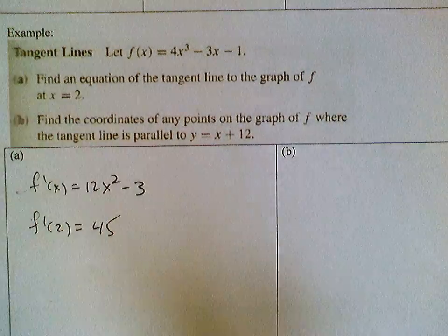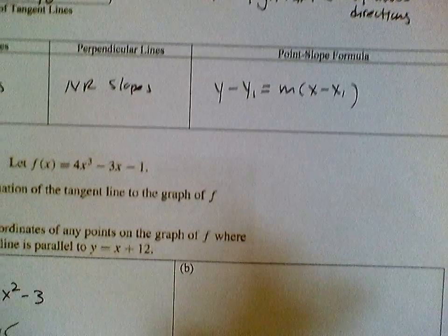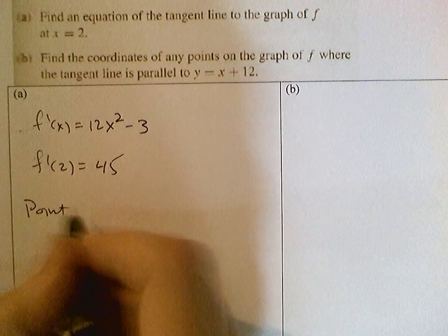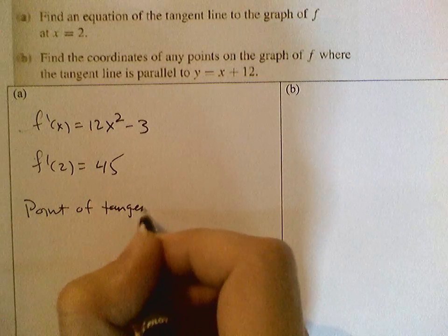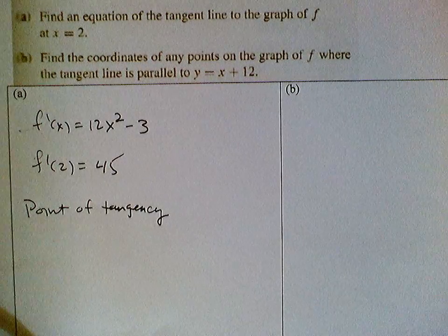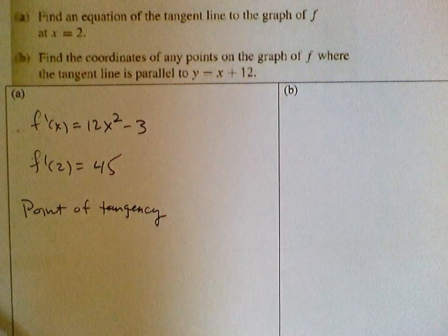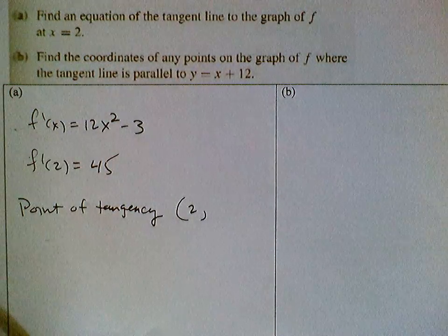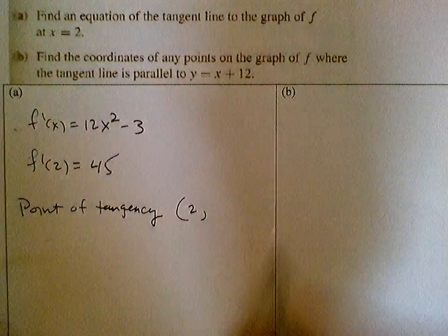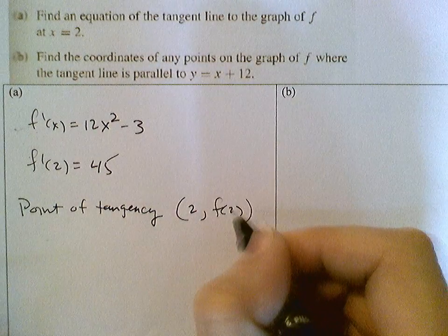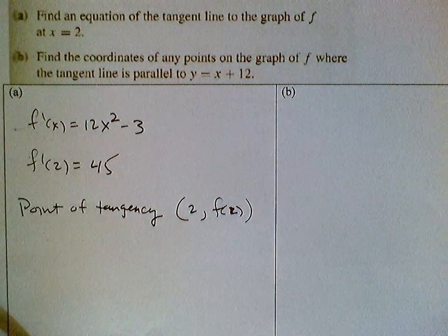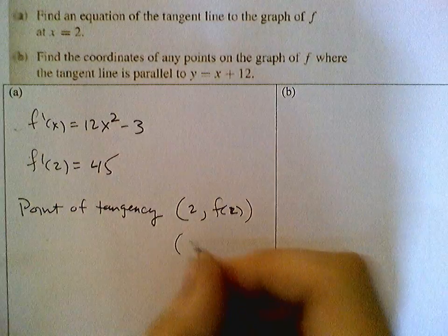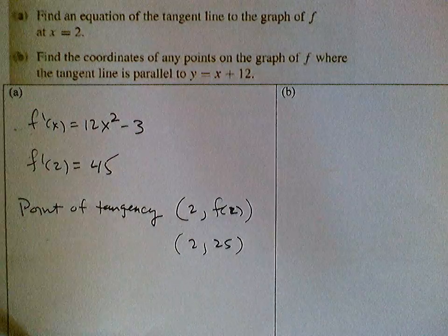Now, I need a point on my line. If I'm going to use this formula here, I also need to know a point that is on my line, and I'm going to use the point of tangency, okay, which in the homework directions I called POT. All right, but the point of tangency, well, we already know its x coordinate is 2. And then for its y coordinate, I've got to take 2 and plug it back into the original function. Okay, so 2 comma f of 2. And I already did this. If you plug 2 into f of x, the original equation, we get 25 for the output, so (2, 25).